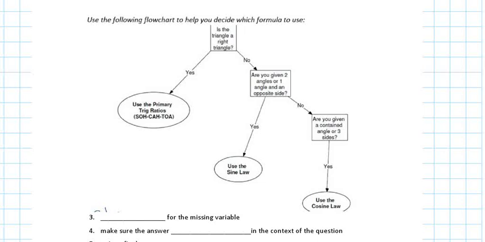So, this is a flow chart that would be nice to see and look at. Questions that you might ask yourself first: is this a right triangle? Depending on what kind of information you have.